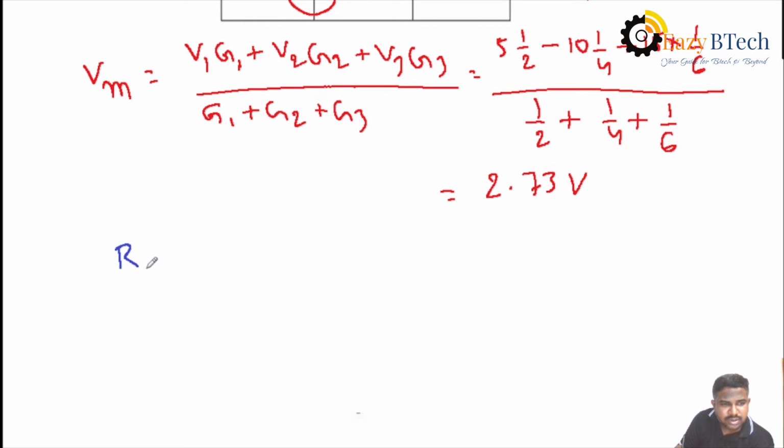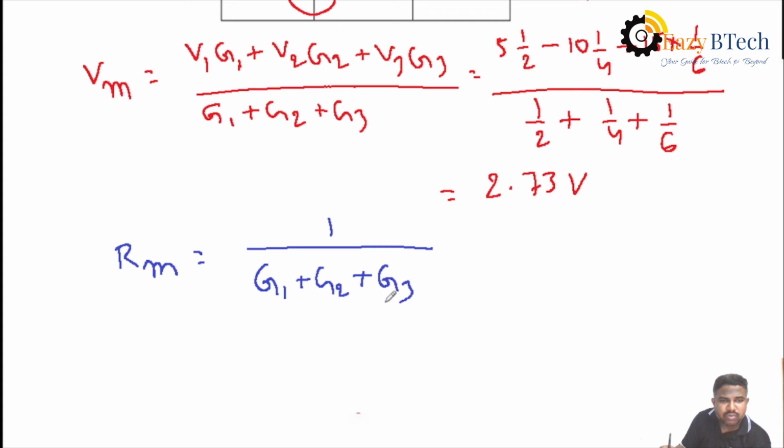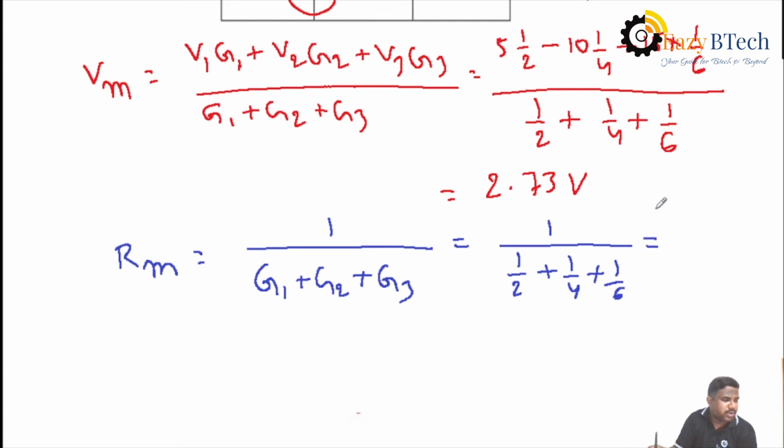The second step is to find Millman's resistance Rm. The formula is 1 by G, that is 1 by the total conductance values. We have three values here: 1 by G1 plus 1 by G2 plus 1 by G3, that is 1 by 1 by 2 plus 1 by 4 plus 1 by 6. Then the Rm value is 1.09 ohms. Here Millman's voltage and Millman's resistance are to be calculated.